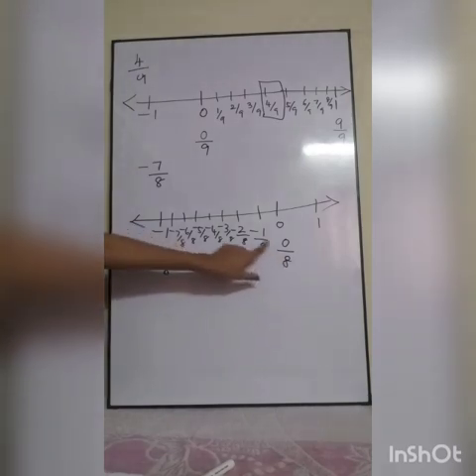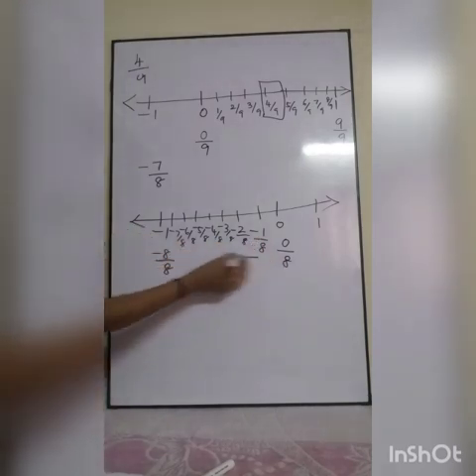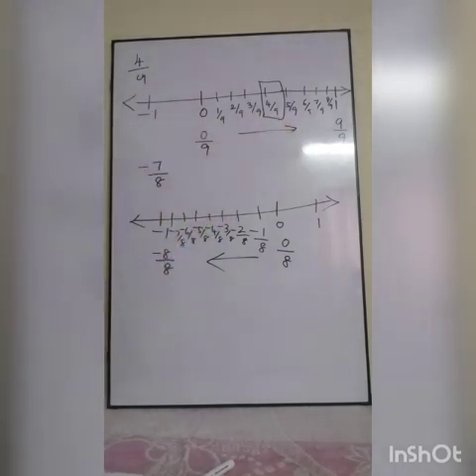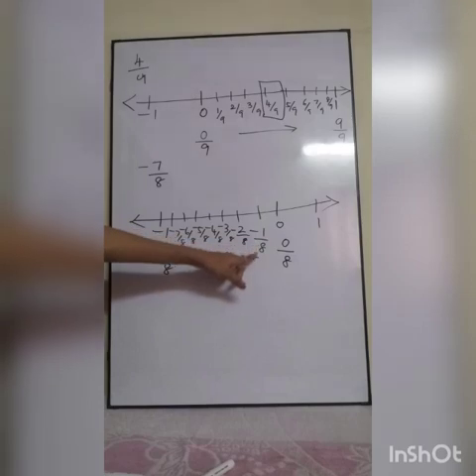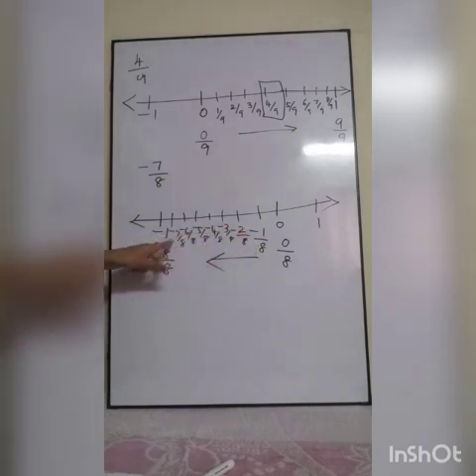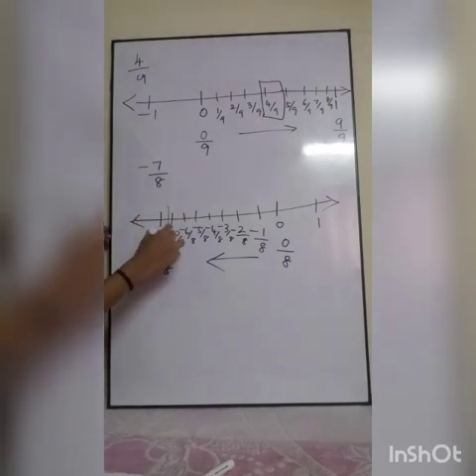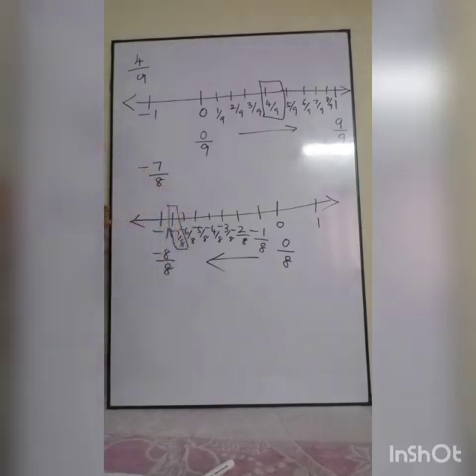So 0 by 8, minus 1, because this is the left side so it is negative. This is towards the right side so it is positive. So minus 1 by 8, minus 2 by 8, like that it goes on, and minus 8 by 8. So what you should represent here? You should represent minus 7 by 8. So you can put one box and you can represent this value. So this is how you should represent a rational number on the number line.